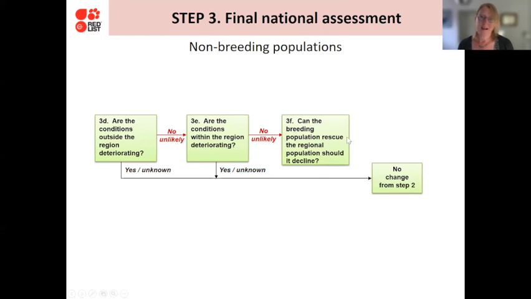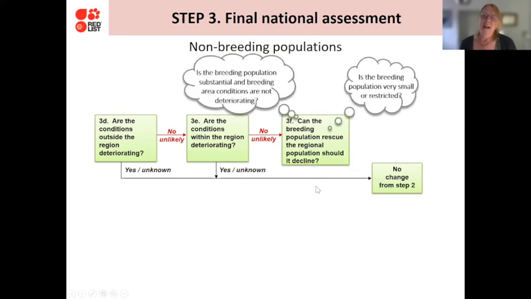If the answer is no, then can the breeding population rescue the regional population should population start declining within your country? This is a bit of a complicated question, but basically you're asking, is the breeding population somewhere outside of your country very small and very restricted? So if you start losing individuals within your country, the breeding population itself is so small that it's not going to be able to rescue that population. Or is the breeding population massive? Is it substantial, covering a wide area? Are the breeding conditions not deteriorating? Are they all stable? Absolutely fine. So you may have a small visiting population, and if it starts to decline, then there is a bank of breeding individuals outside that can replace those individuals that are being lost within your country. So that in effect is a rescue effect.